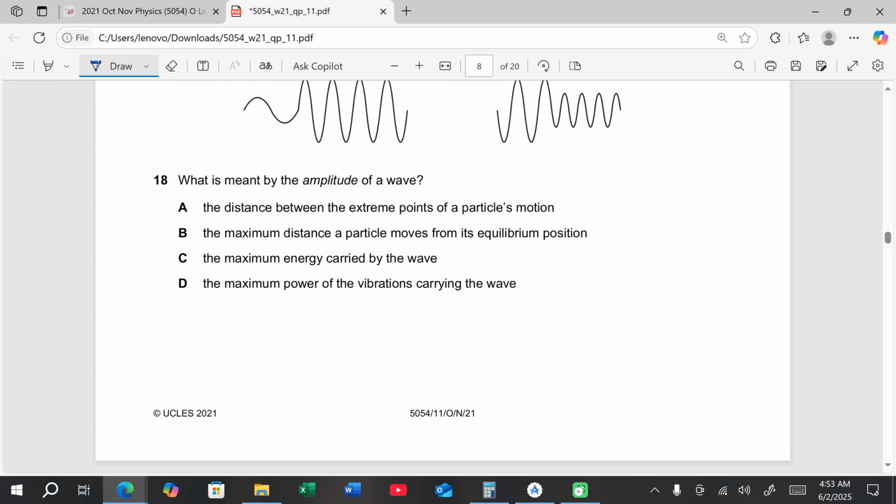What is meant by the amplitude of the wave? It is the displacement, so we need to check it. Distance between the extreme points of the particle's motion? No, that's not it. Maximum distance a particle moves from its equilibrium position? Yes. So it is going to be B, because this is the equilibrium position, so this is the maximum distance from the equilibrium position. So that's the amplitude.